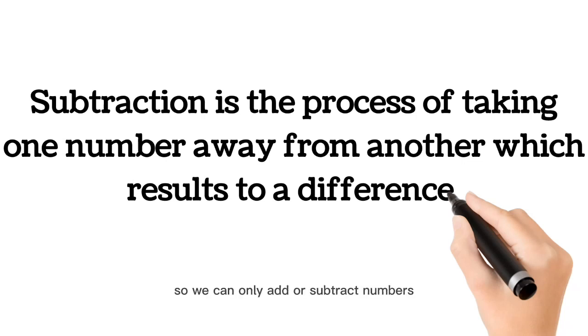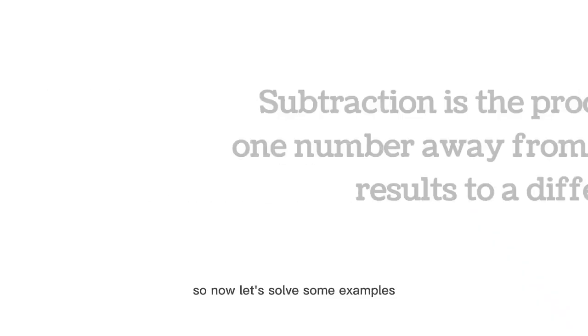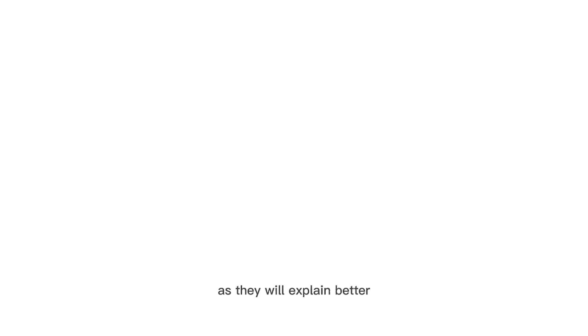So we can only add or subtract numbers after we have arranged them carefully in their appropriate place values. So if you have not watched my video on place value, please go and watch it. I'll also be leaving the link in the description. So now let's solve some examples as they will explain better.